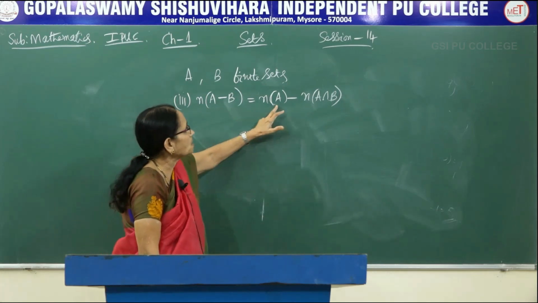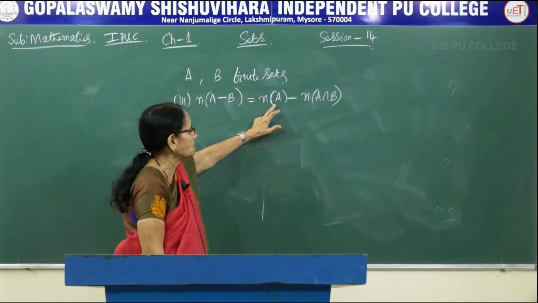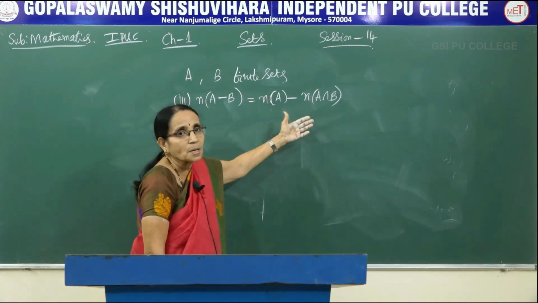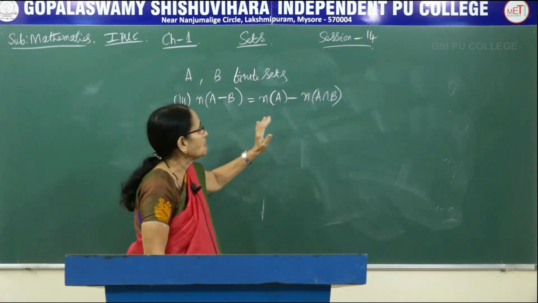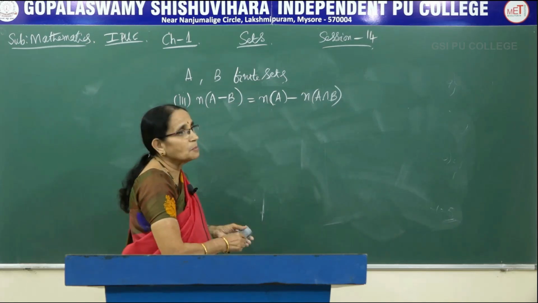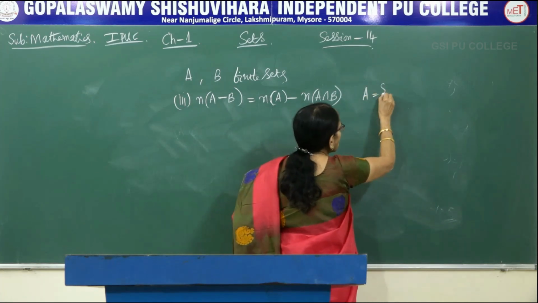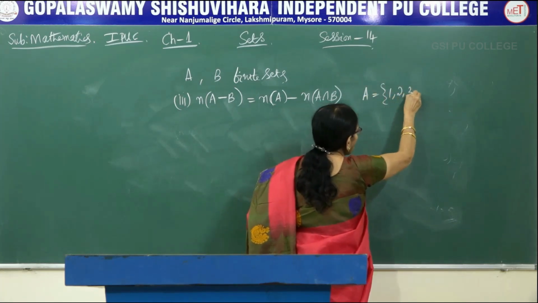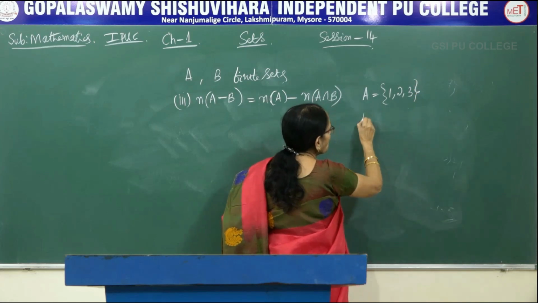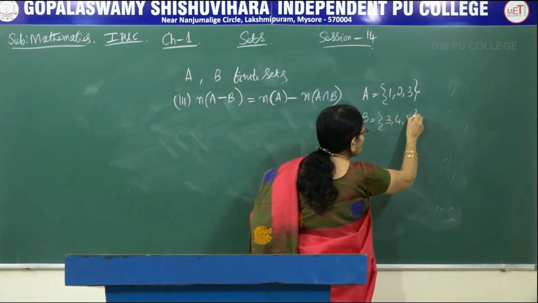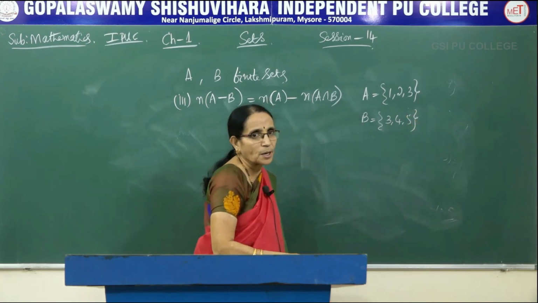Therefore, first we take the elements of the first set A. From that one, we take out the number of common elements of A and B, that gives you the N of A minus B. I will take an example here. Let me take the same example. A contains 1, 2, 3. Let B contain the elements 3, 4 and 5.